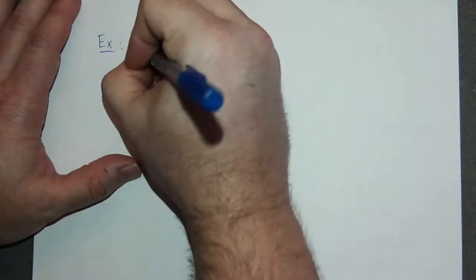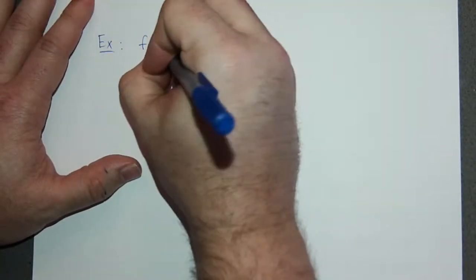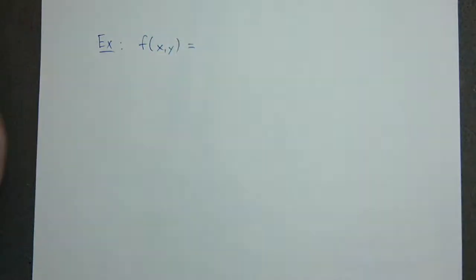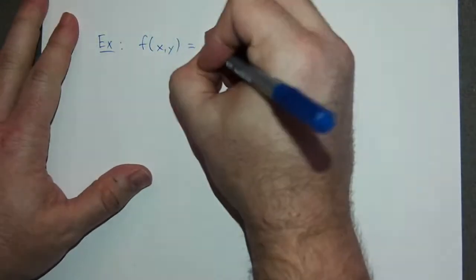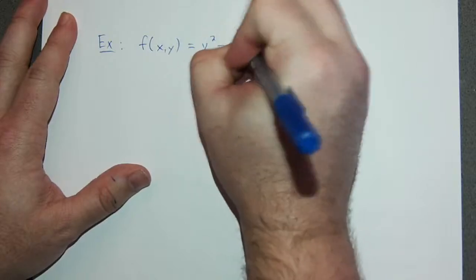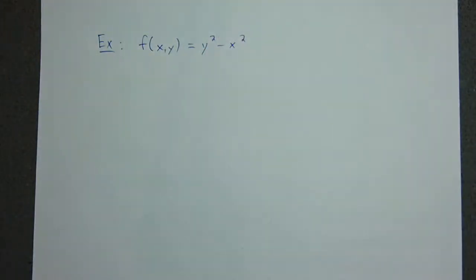Okay, but before I talk about the second partials test, I want to give you an example of a thing that can happen in Calc 3 that could not happen in our other examples, or in Calc 1 and Calc 2. And so here's another example. So consider, I've already given you an example of this type of function. So consider the function f of x, y is y squared minus x squared.